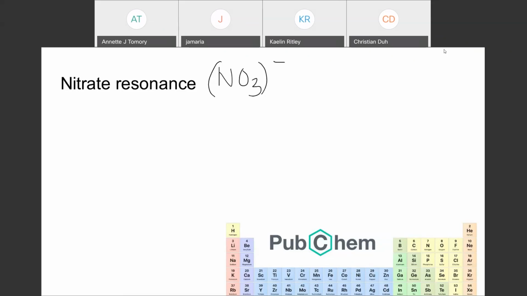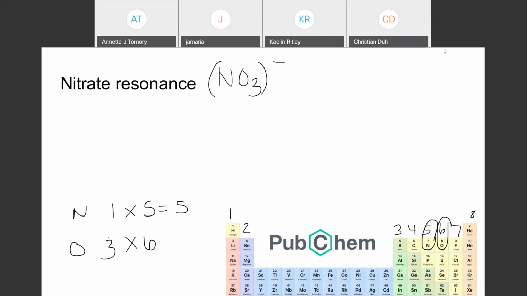So what is the valence electrons for nitrogen? 5. It is 5. Right here. So there's 5 valence electrons. We have 1 times 5, so 5 electrons coming from nitrogen. How about oxygen? 6. So we have 3 oxygens, all having 6 electrons. So how many valence electrons are there? 18. What's 18 plus 5?